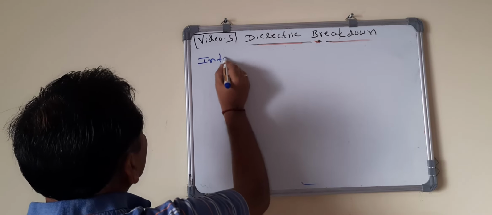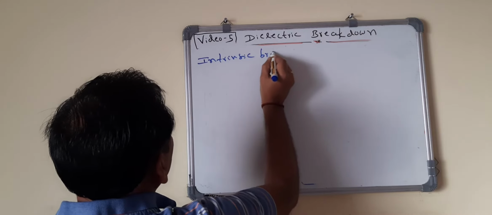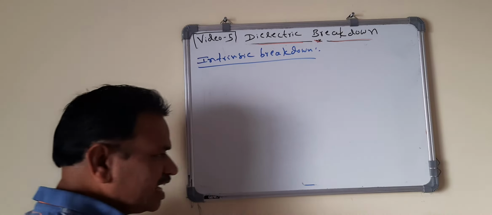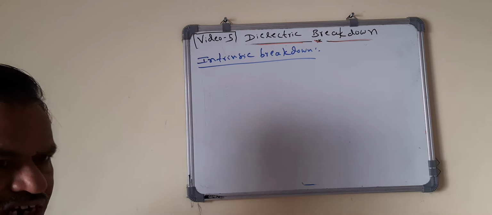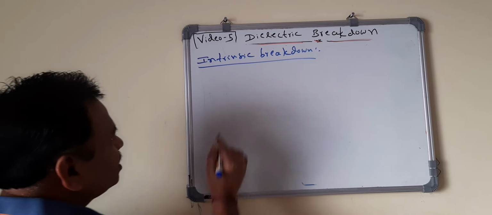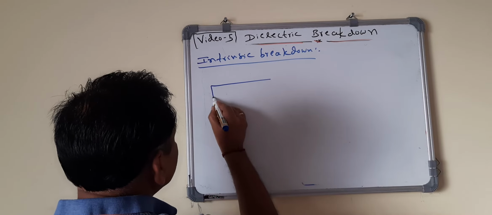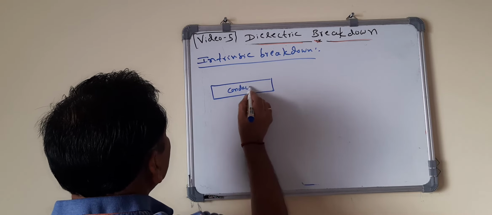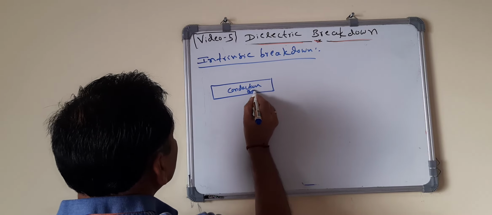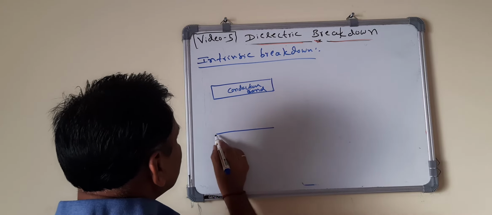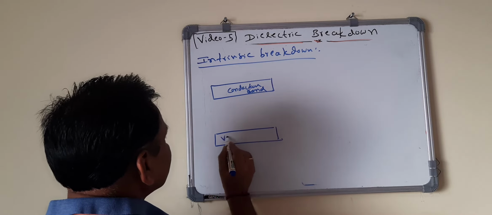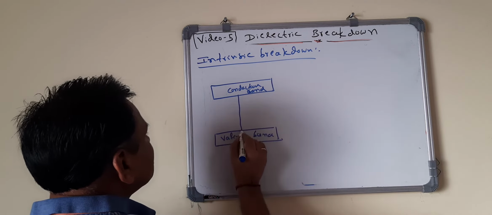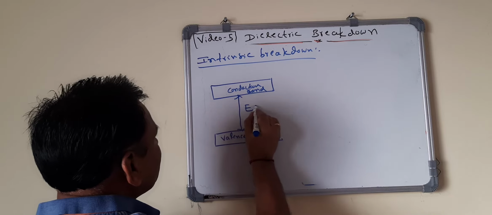Intrinsic breakdown. Recall your band diagram for semiconductors, insulators and all that. The band diagram is the same for the semiconductor and the insulator. This is the conduction band, this is the valence band, and this is nothing but the energy gap.